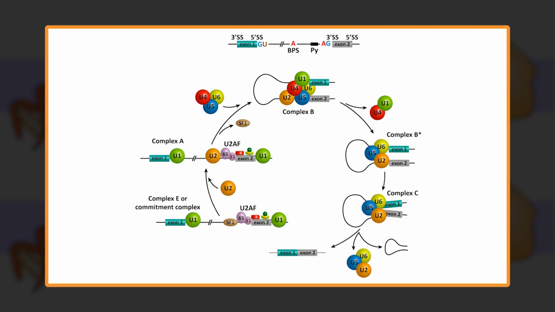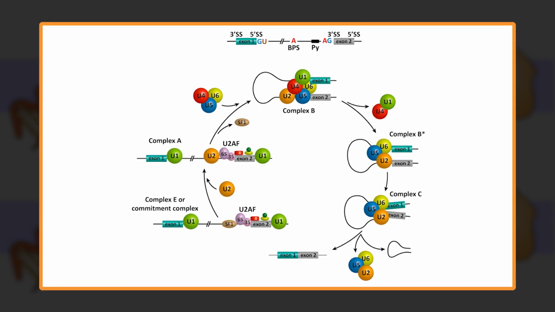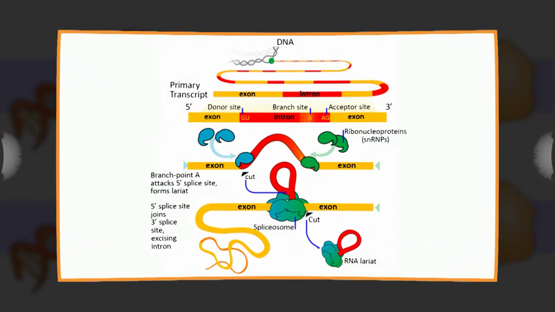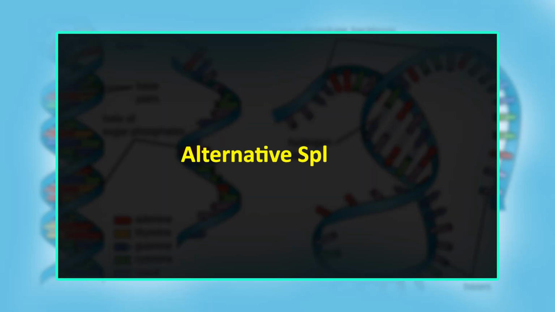During this process, additional rearrangements occur to generate the catalytic spliceosome, or complex C, as is shown in the figure, which is responsible for catalyzing the second transesterification reaction, leading to the intron excision and exon-exon ligation. The resulting intron structure is referred to as a lariat structure. After the second catalytic step, the U2, U5, and U6 snRNPs are released from the post-spliceosome complex and recycled for additional rounds of splicing.